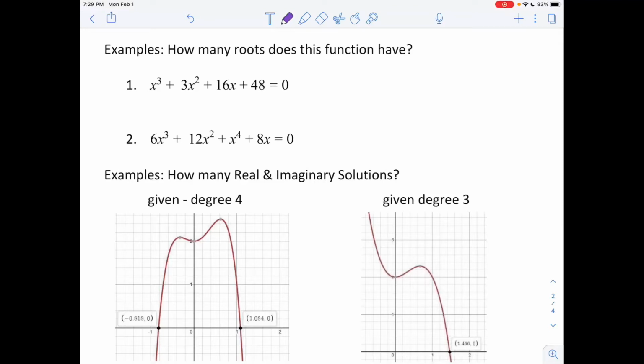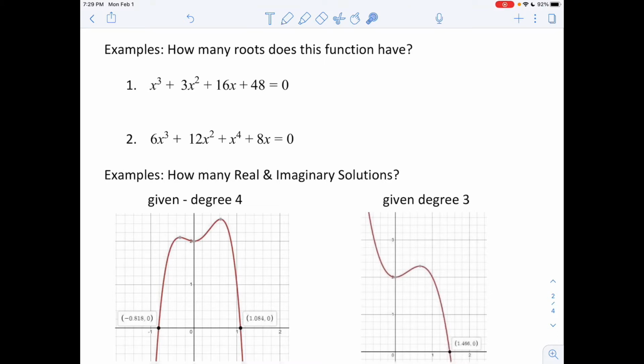Let's look at some examples. For this first couple of examples, all we want to answer is how many roots does this function have? We're not asked to look at a graph and figure out how many real or imaginary or any of that. We just want to know how many does it have. And remember that that's based on the degree.